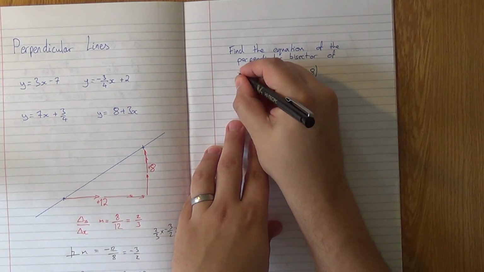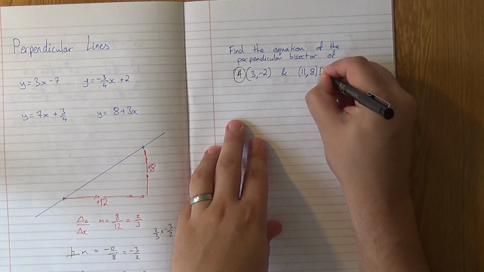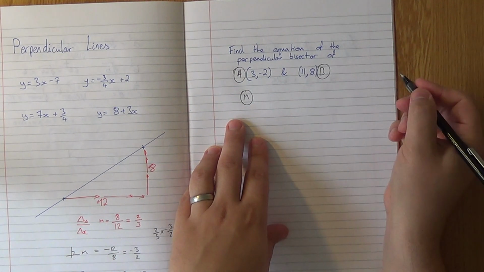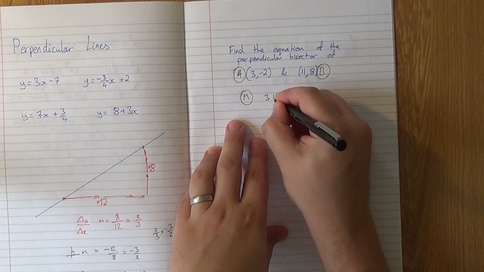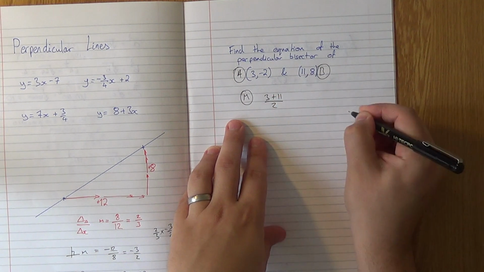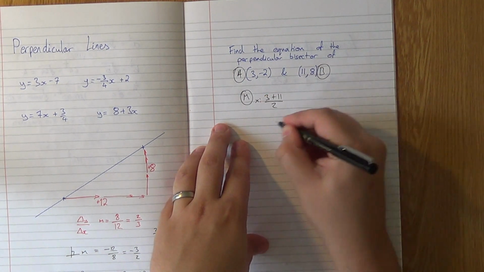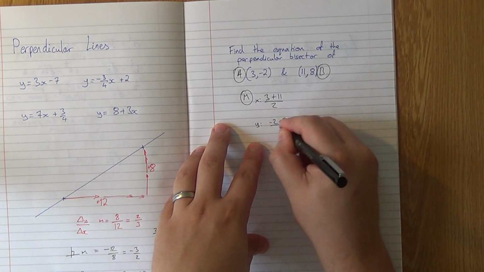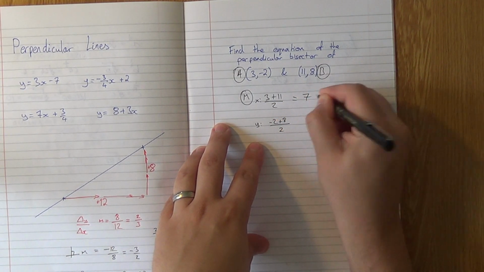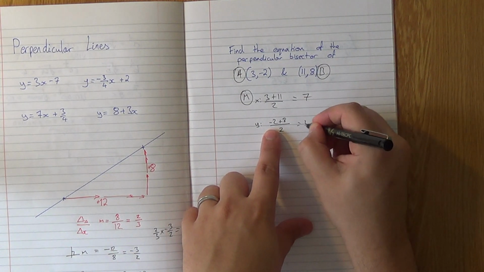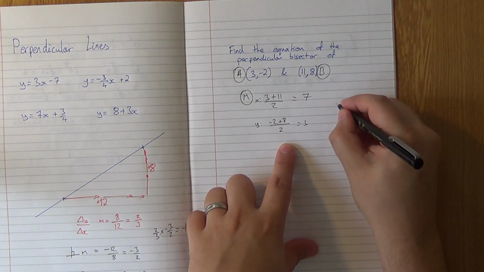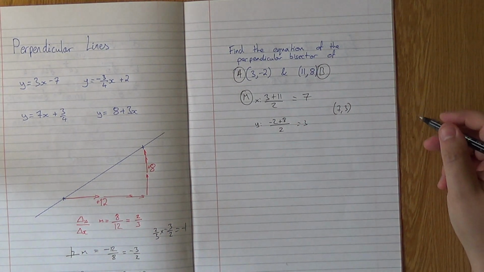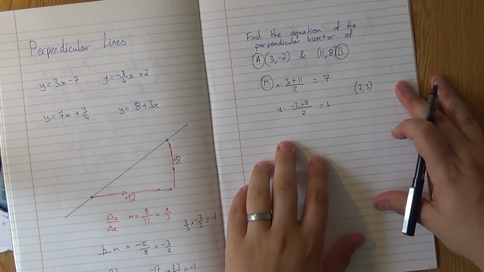So if we call this point A and this point B, M is the midpoint in between them. And we can find that by taking the mean X position and the mean Y position. So that is 7 and that is 3. So halfway between these 2 points is the coordinate (7, 3). So that's the point we're going through. But we need a gradient as well.